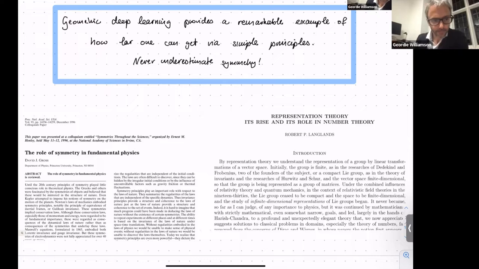My background as a mathematician is in representation theory, and representation theory is very much the study of linear symmetry. There are two incredibly inspiring papers. This is a paper of Gross, the role of symmetry in fundamental physics. And one of the most inspiring papers that I know is Langlands' paper on representation theory, its rise and its role in number theory. Both of these papers point out how simple considerations of symmetry lead to very, very deep tools and conjectures and results about the mathematical world. And I think that this also has a place in deep learning.